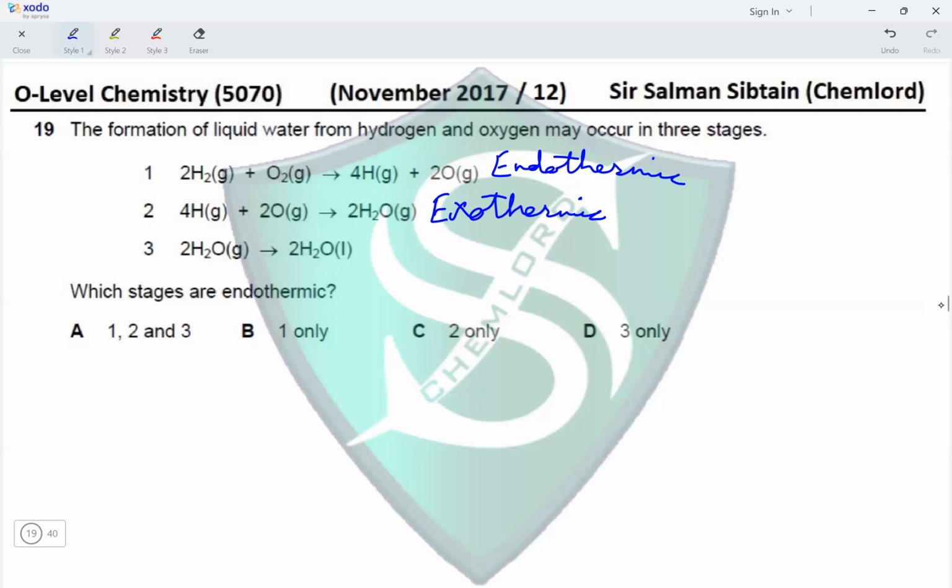And the last one is steam condensing to liquid. So it's a change of state from gas to liquid. That means energy is released because the temperature is reduced. So this is also an exothermic reaction. The question asks which stages are endothermic. So only stage 1 is endothermic, making option B the correct option for this question.